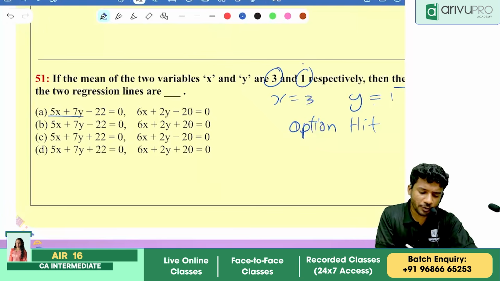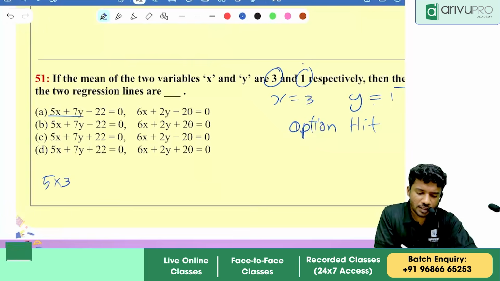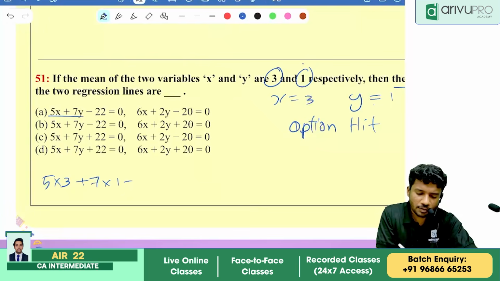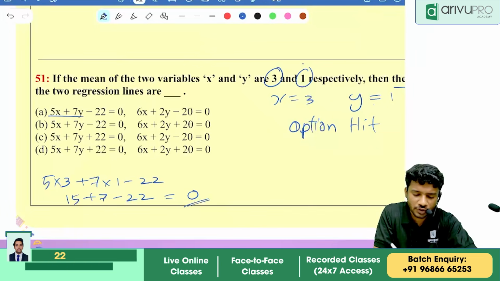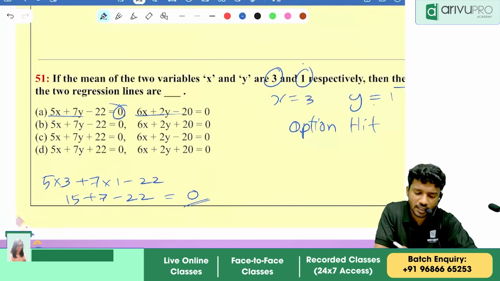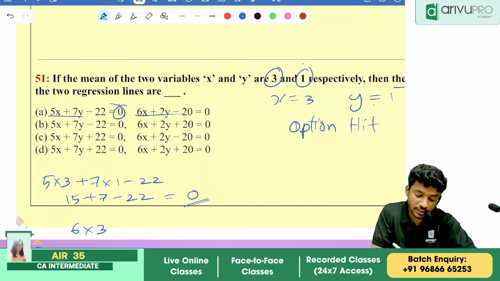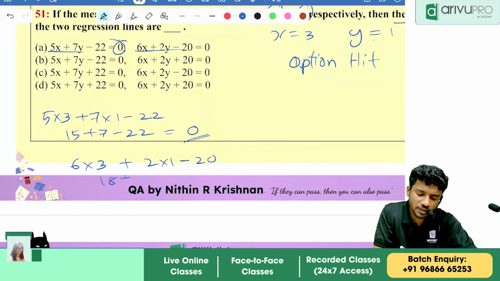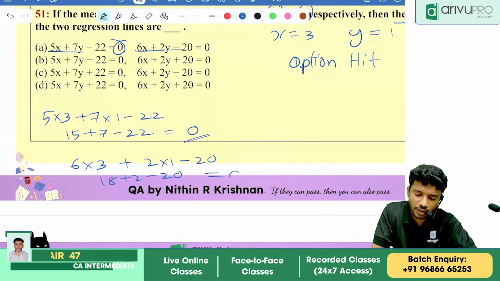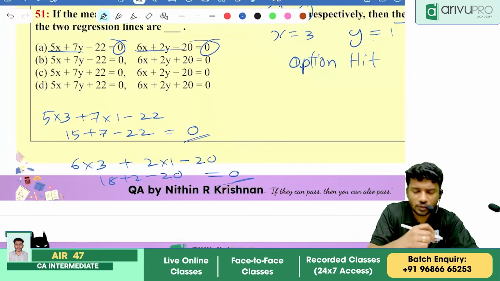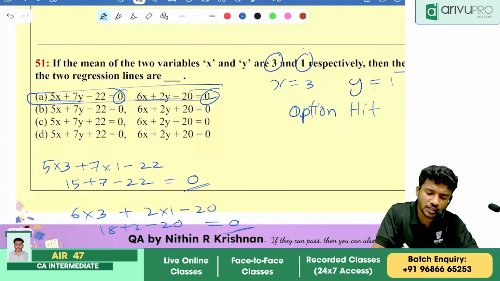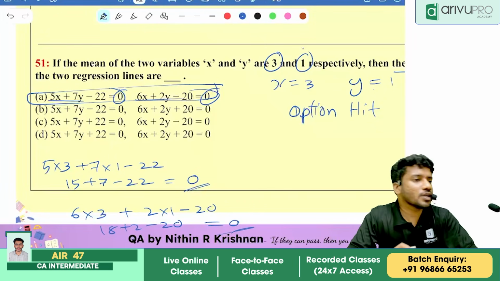Instead of x, we will put 3. 5 into 3 plus 7 into 1 minus 22, which is equal to how much now? 15 plus 7 minus 22, which is equal to 0, which is equal to our RHS. Second option, second equation: 6 into 3 plus 2 into 1 minus 20, which is how much now? 18 plus 2 minus 20, which is equal to 0. So that is equal to our RHS. That means which option is the answer? Option A is your answer.